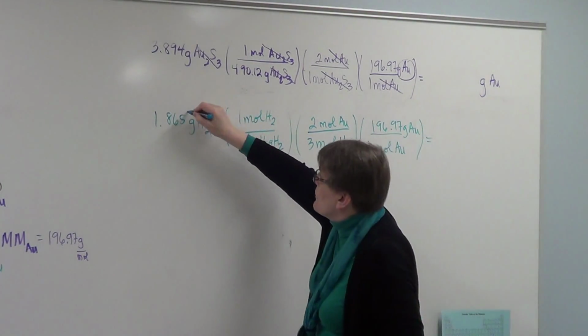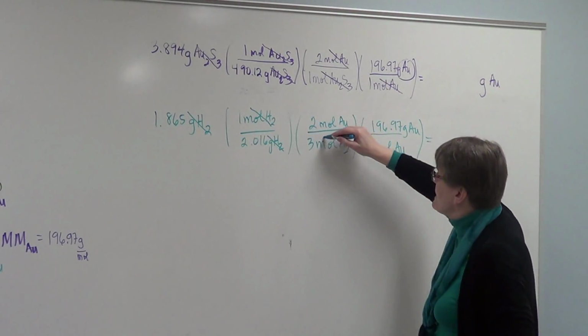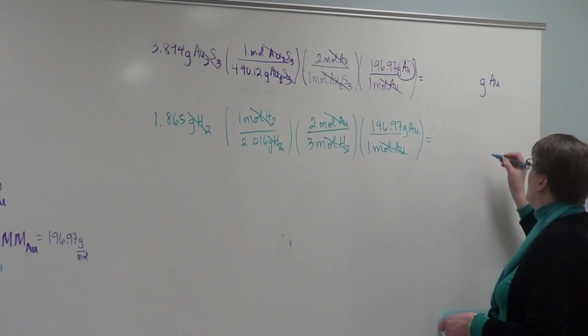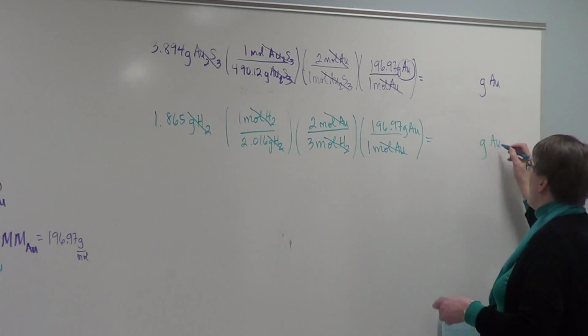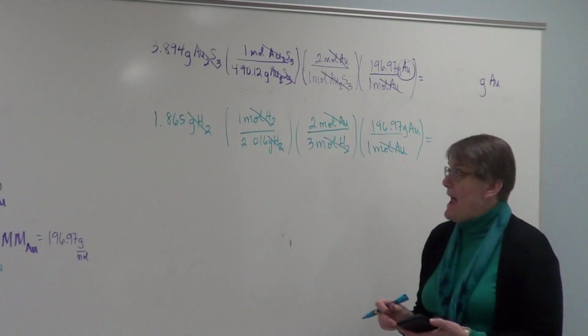And again, grams of hydrogen cancels with grams of hydrogen, moles of hydrogen cancels with moles of hydrogen, moles of gold cancel with moles of gold. I get grams of gold. So now I'm ready to do my math.